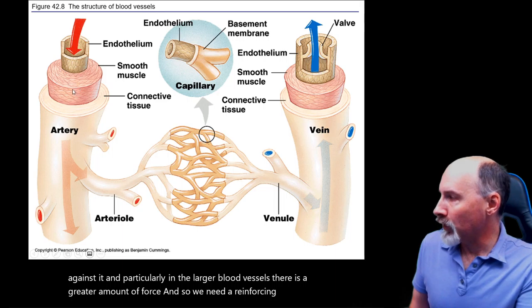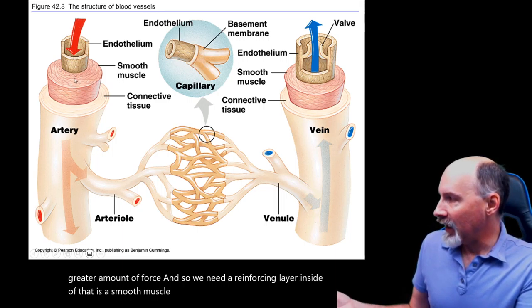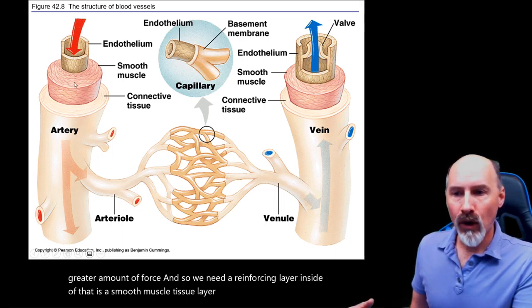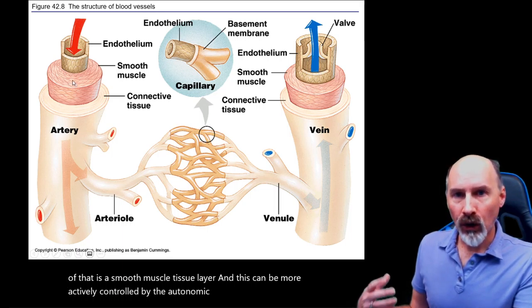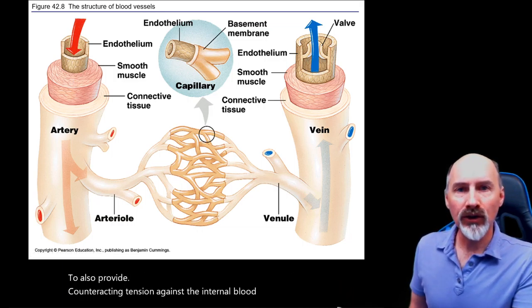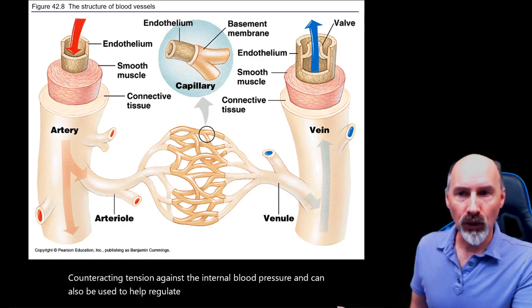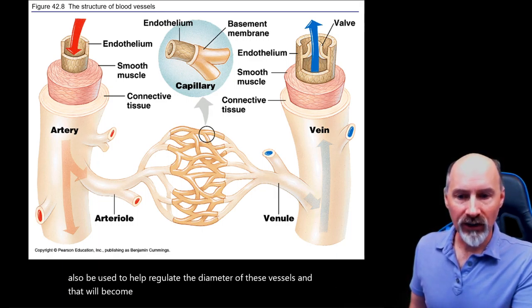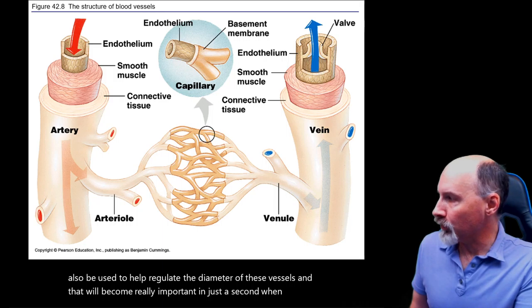Inside of that is a smooth muscle tissue layer, and this can be more actively controlled by the autonomic nervous system to also provide counteracting tension against the internal blood pressure, and can also be used to help regulate the diameter of these vessels. And that'll become really important in just a second when we start talking about blood pressure.